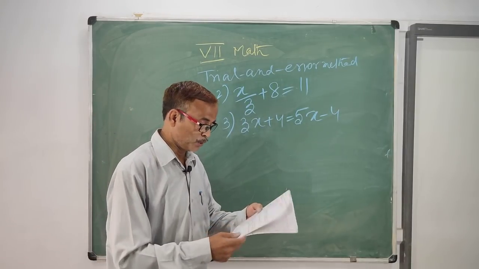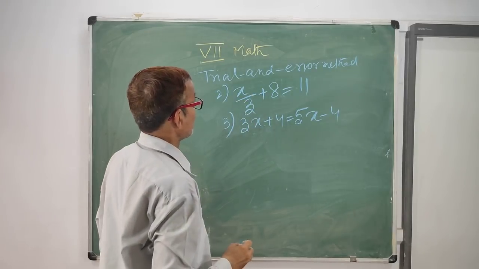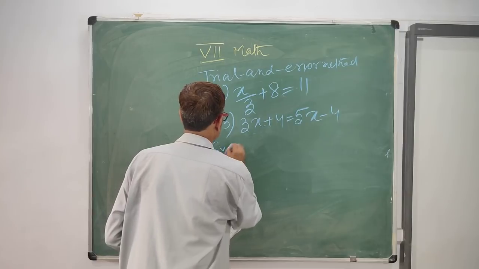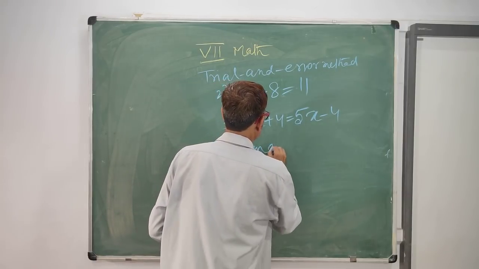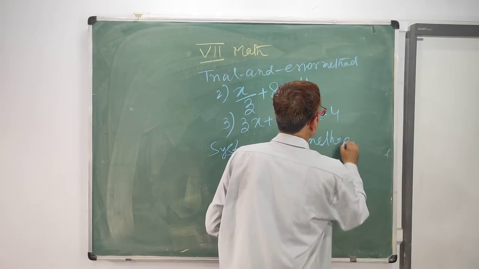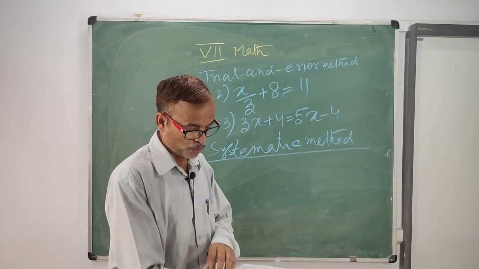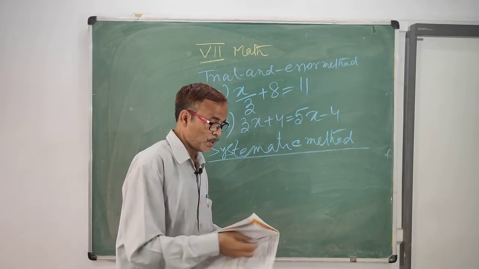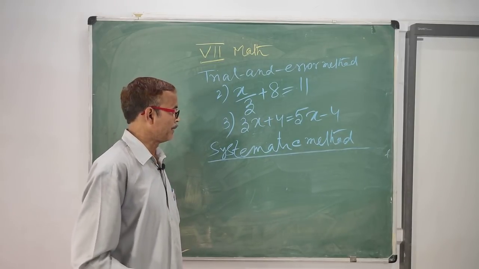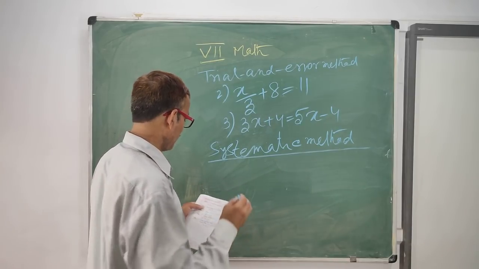So the next method is somewhat easier than the trial and error method. The next method is the systematic method. In the systematic method, you may solve more ways, means different equations may be given, and you have to follow different techniques.